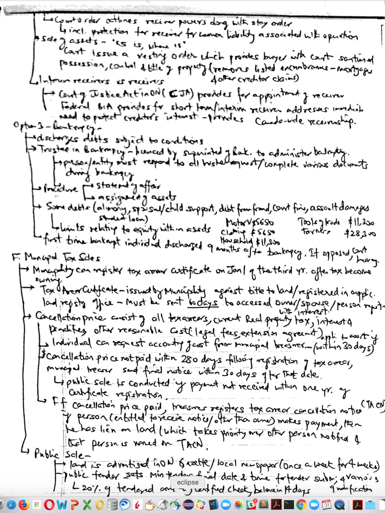If no successful tenderer is obtained, the municipality issues a notice of vesting, giving an interest in fee simple to the municipality. Public auction. The treasurer or someone named by the treasurer may act as the auctioneer. The auction is subject to a minimum bid.